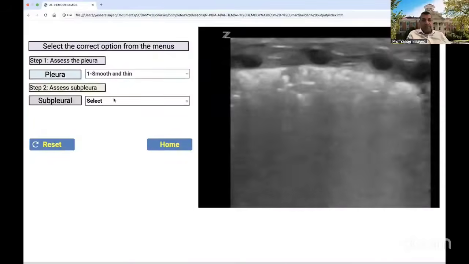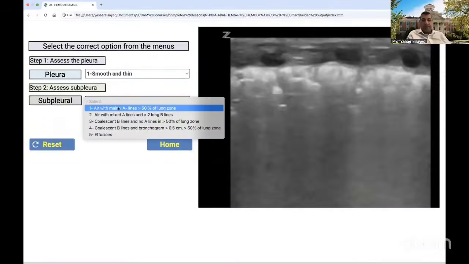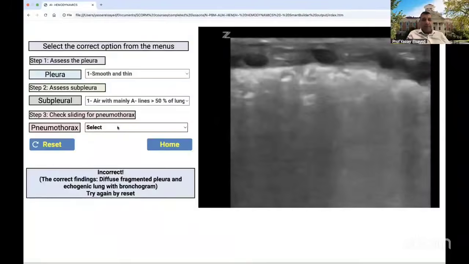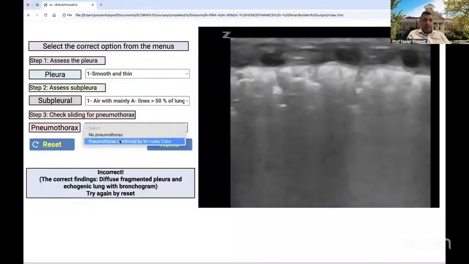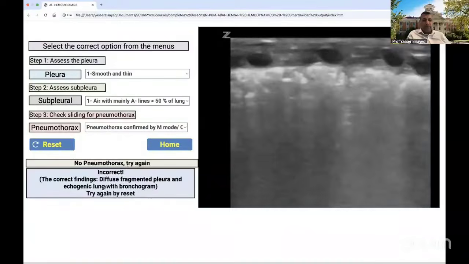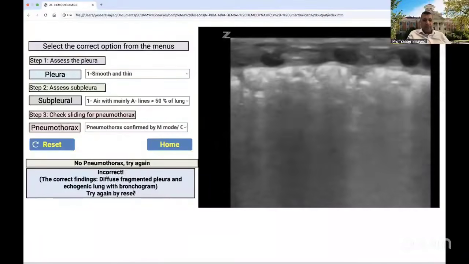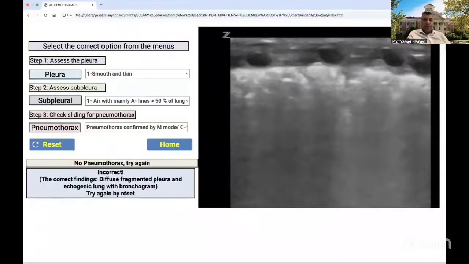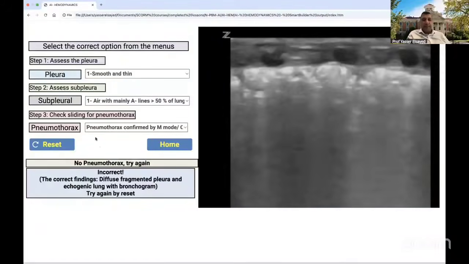For example, thin and smooth, and select air with A lines below the pleura, and I make it even worse. I said that, yeah, there is pneumothorax here. We'll just reply to you, there is no pneumothorax, and you are incorrect, and so on. So explain why you are incorrect. So teaching you step by step.